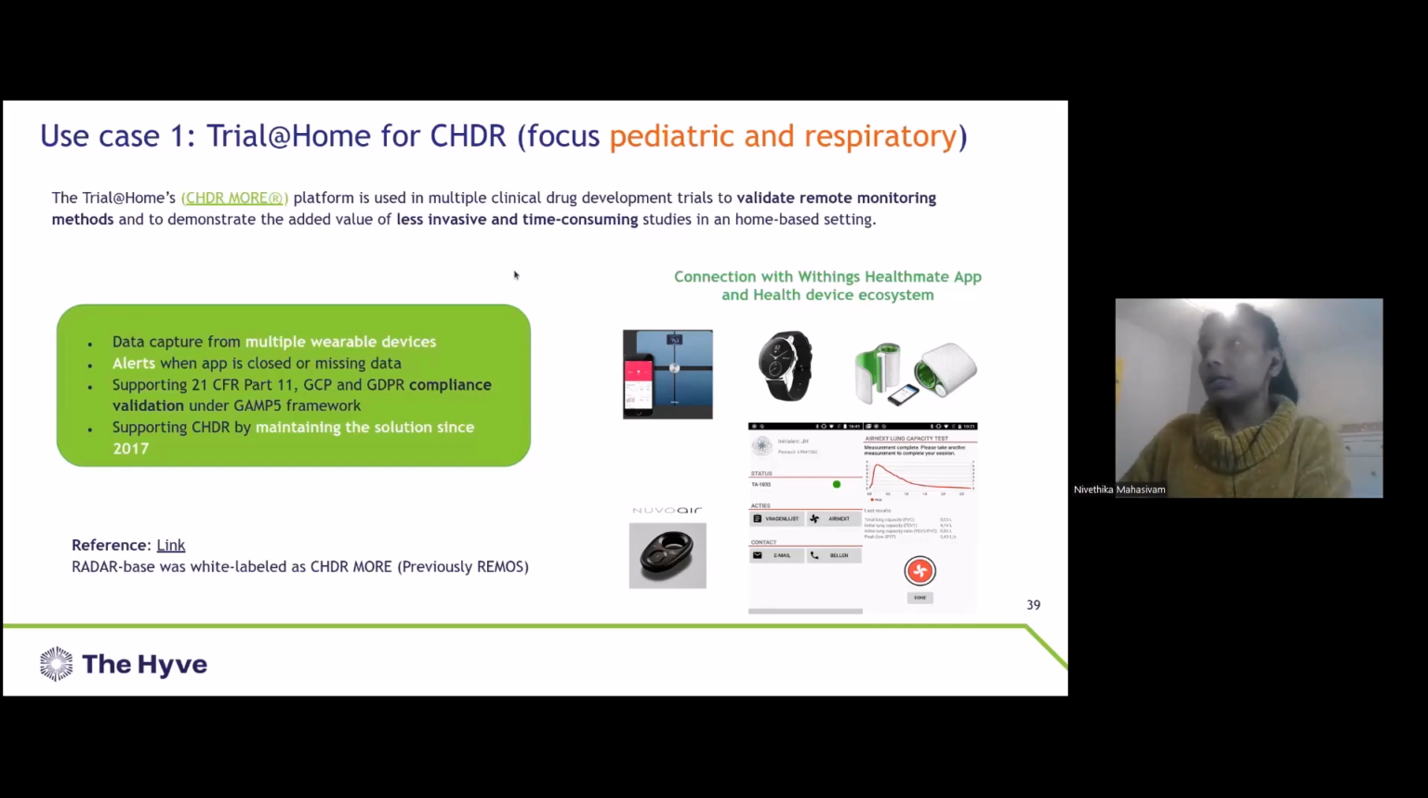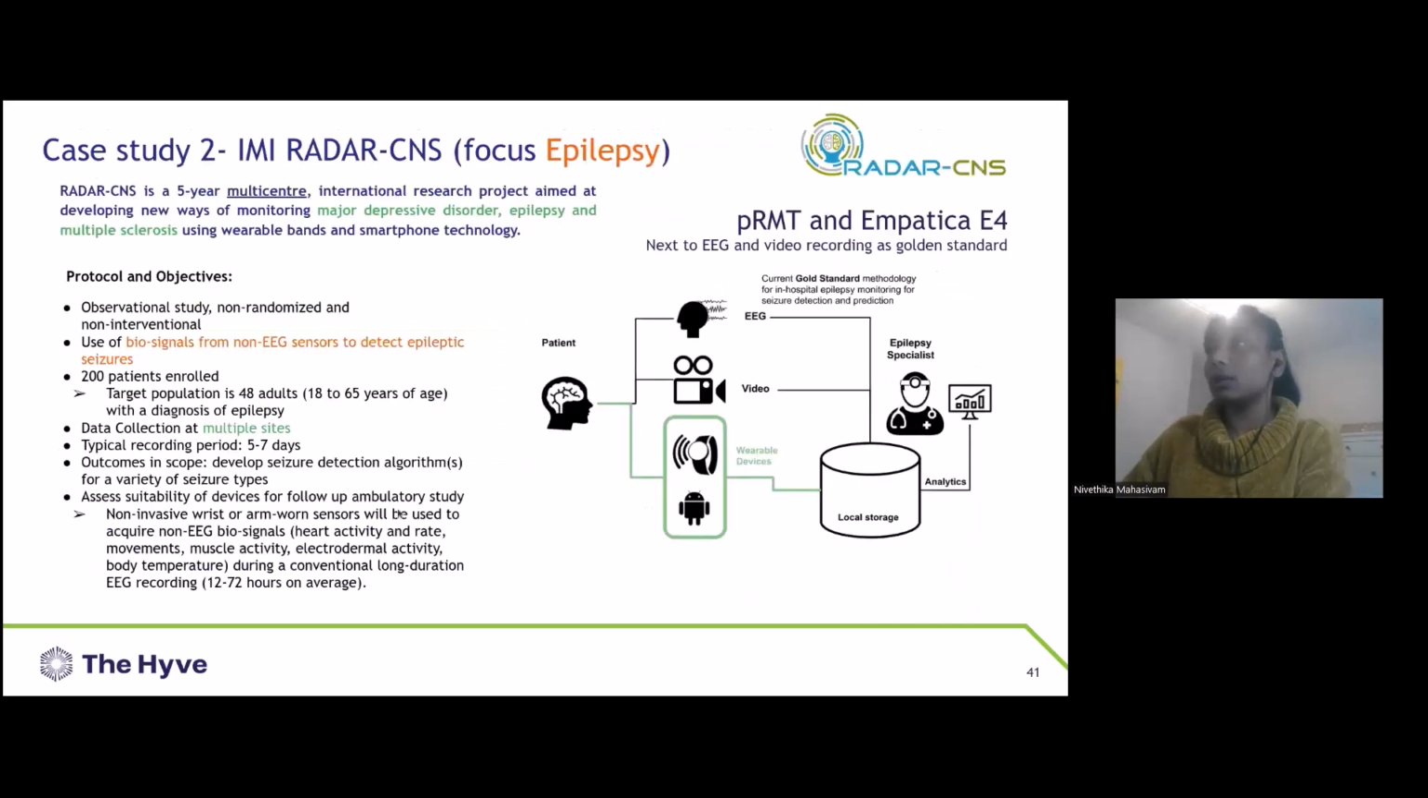And the second case study is from Reda CNS, the initial study where the platform started. One of the disease areas was epilepsy. The objective of this study is an observational study. An observational study is where you come into a particular clinical setting and you're observed to see how you're functioning.